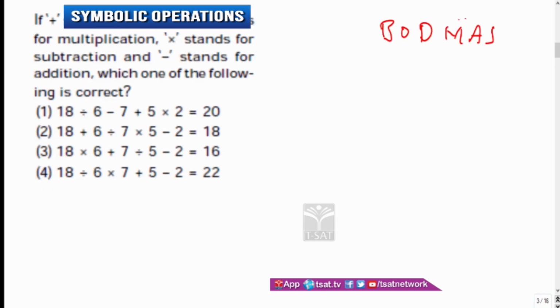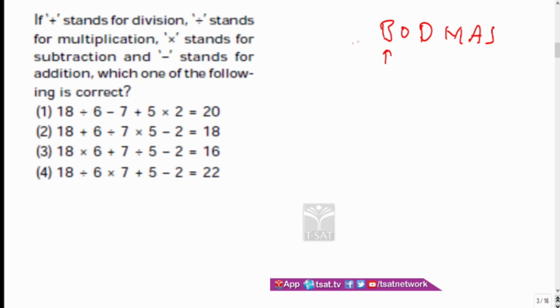In BODMAS, first we go with brackets, but in symbolic operations you won't generally see any brackets, though in specific cases you will. Then order or of, first we do division, then multiplication, then addition, and then subtraction. So based upon this BODMAS rule, we try to solve these questions. Generally in the examination, these types of questions are given mainly to check the candidate's ability to solve the question within 36 seconds, because generally these questions are time consuming.